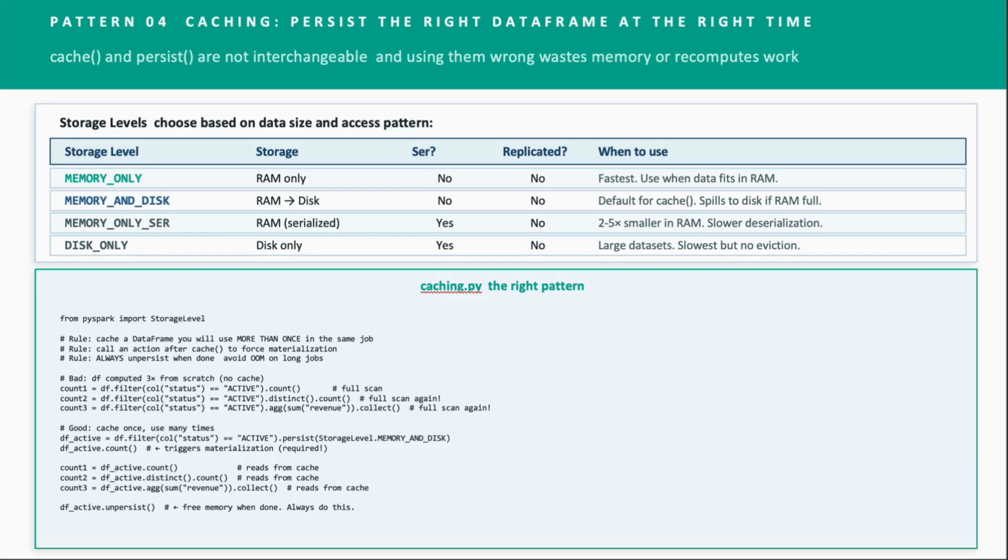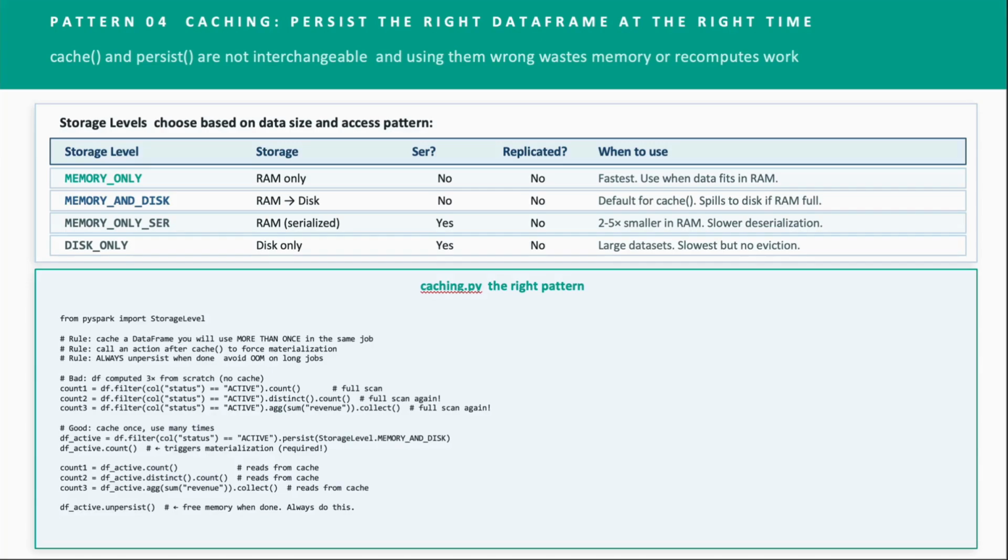Now the code, like 4 rules to memorize. Rule 1, only cache a data frame you will use more than once in the same job. If you use it once, caching wastes memory and adds overhead. Rule 2, after calling cache or persist, call an action to trigger materialization. So cache and persist are lazy transformations. Until you call something like count or show, nothing is cached. This is the most common caching mistake. People call persist and assume it ran, which it did not.